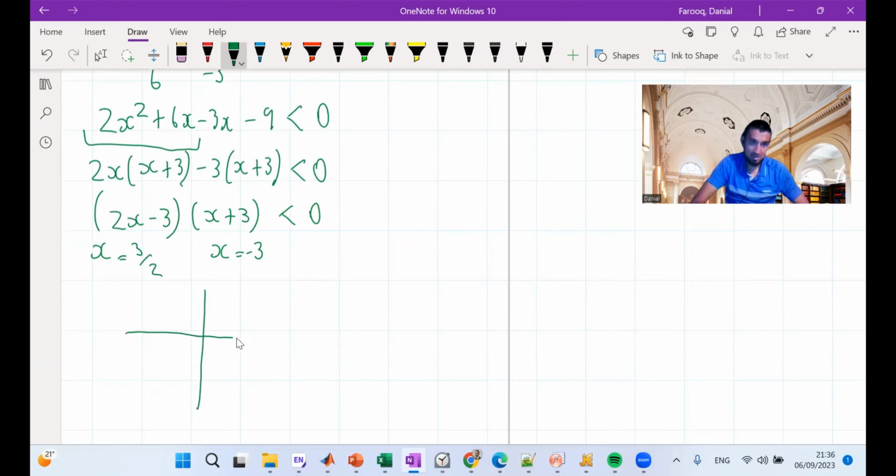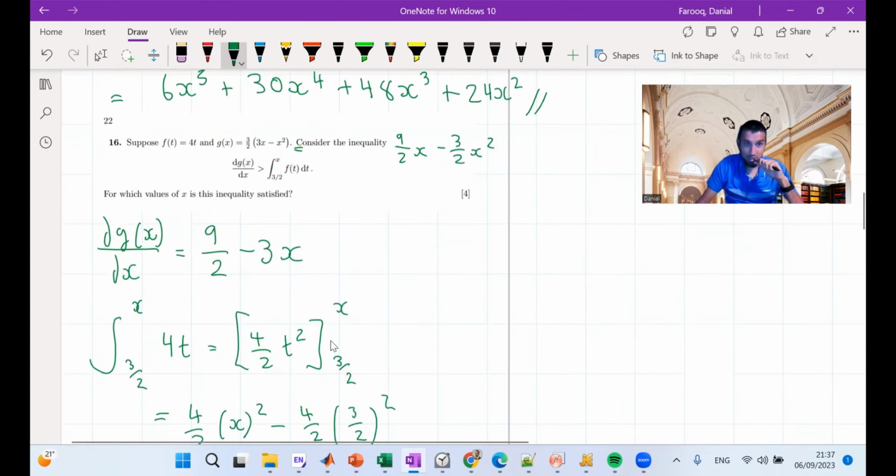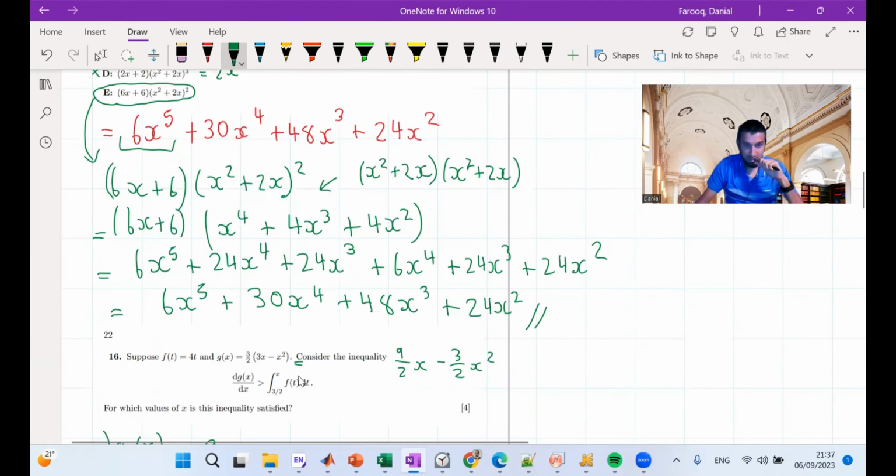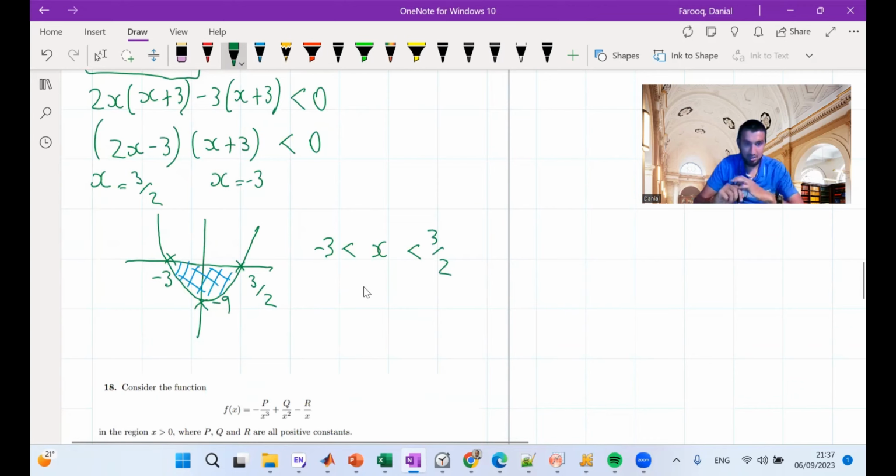So we can draw a quick sketch. We know the y-intercept is minus 9, so that is the c. x will equal minus 3 and 3 over 2. And it's a positive quadratic, so it will look something like that. We're looking for the bit which is less than 0, so below the x-axis, which would be from here. So the values that satisfy it will be where x is less than 3 over 2 and greater than minus 3. And because there's no 'or equals' underneath there, we just leave it like that. Okay, that is the final answer.